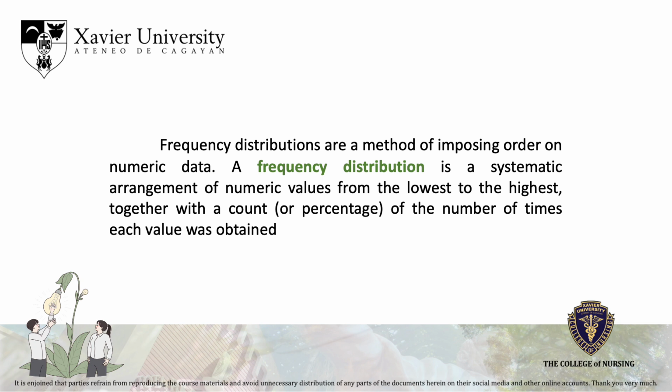Frequency distributions are a method of imposing order on numeric data. A frequency distribution is a systematic arrangement of numeric values from the lowest to the highest. Take note, it is a systematic arrangement of numeric values. We encourage you, as you continue with your research and present the data gathered, to arrange it systematically from the lowest to the highest, together with a count or a percentage of the number of times each value was obtained.